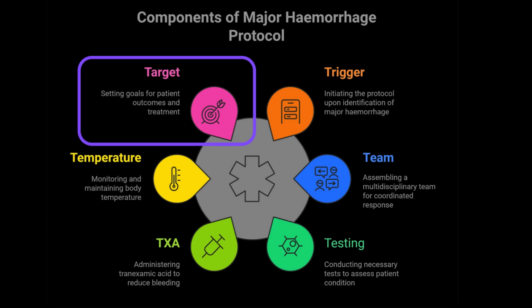Managing a major hemorrhage requires not only rapid action but also precise targets, especially when it comes to blood pressure. For patients experiencing penetrating or blunt trauma, maintaining a systolic blood pressure between 80 to 90 mm of mercury is crucial until bleeding is controlled. However, if the patient has a traumatic brain injury, the target shifts to a higher range to ensure adequate cerebral perfusion. Here we aim for a blood pressure greater than 110 mm of mercury.